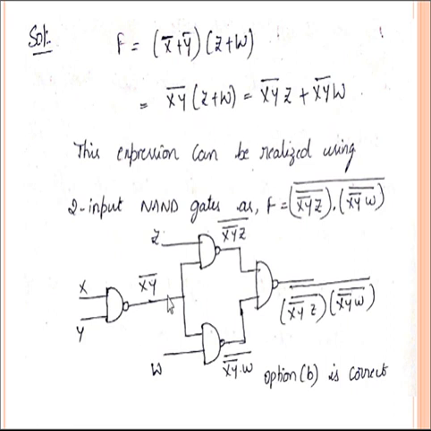So the first NAND gate is to generate (xy) bar, the second NAND gate is to generate ((xy) bar into z) whole bar, and the third NAND gate is to generate ((xy) bar into w) bar. These two are given as inputs to another NAND gate, which is used to generate the equation, that is (xy) bar into z plus (xy) bar into w. So from the given question, option B is correct.